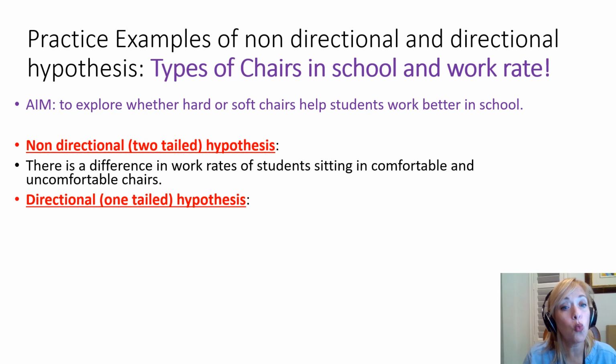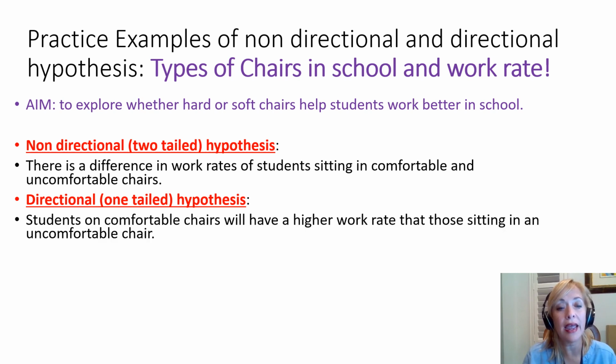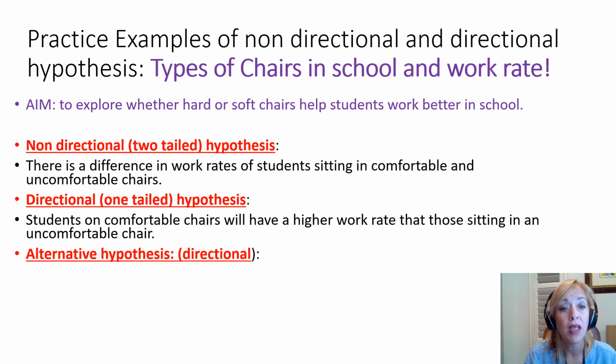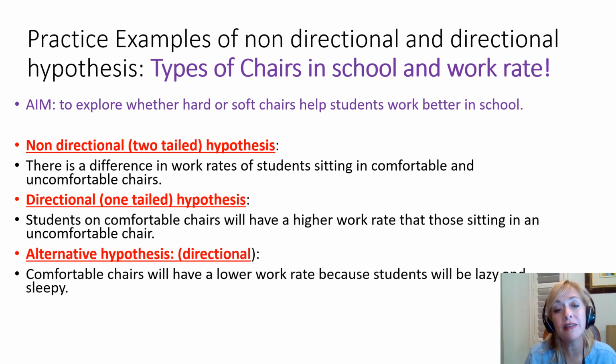A directional one-tailed hypothesis would say students on comfortable chairs will have a higher work rate than those sitting in an uncomfortable chair. So you have the one-tailed hypothesis saying that those that have comfortable chairs will have a higher productivity rate. An alternative hypothesis, which would be directional, would be something like comfortable chairs will have a lower work rate because students will be lazy and they might get sleepy.